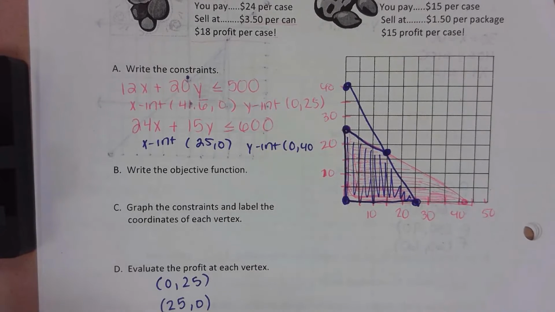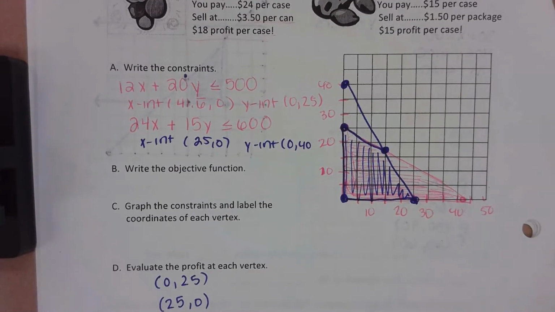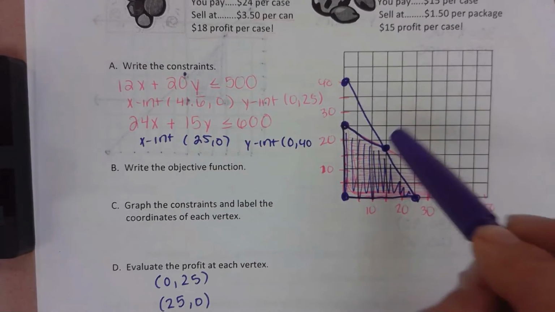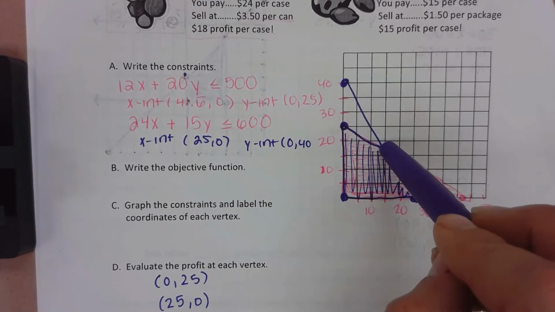Obviously 0, 0, but we know the profit on 0, 0 is going to be 0. And then we have to find the point of intersection of the two equations. If you were concerned your graph wasn't great, what could you do to find that point of intersection? Go ahead, Addison.